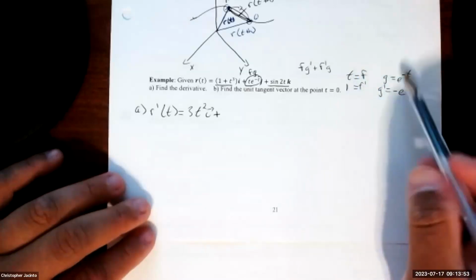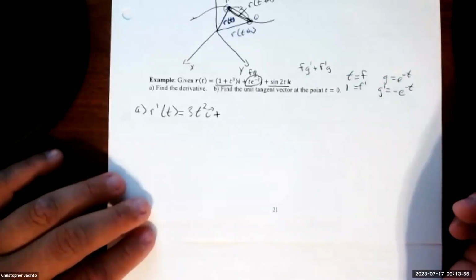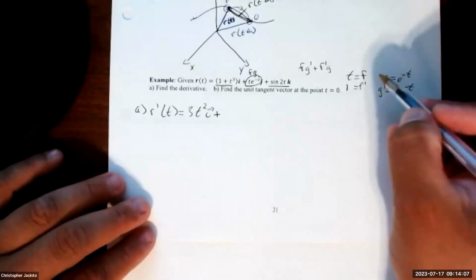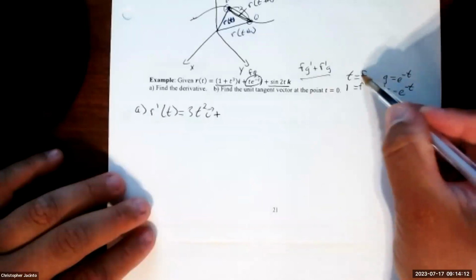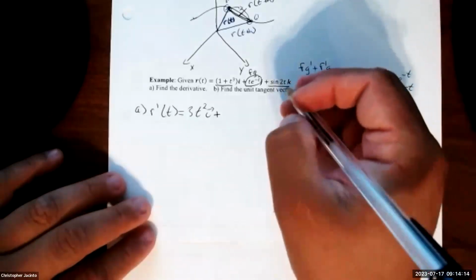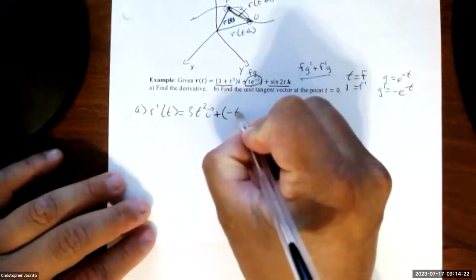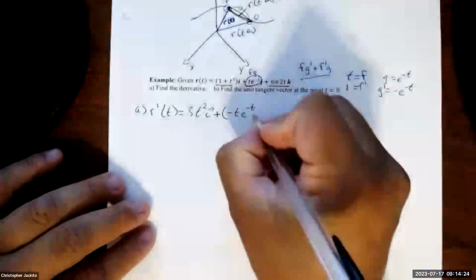Ready? Am I going too fast for everybody? Everybody got that? Okay, so I'm assuming all good. All right, so putting this all together, according to our rule, it's f times g prime. So it's just going to be t times that. Oh, 2 times, yeah, that's right. So I'll just put this in parentheses to make it easier. So negative t e to the negative t plus that times that.